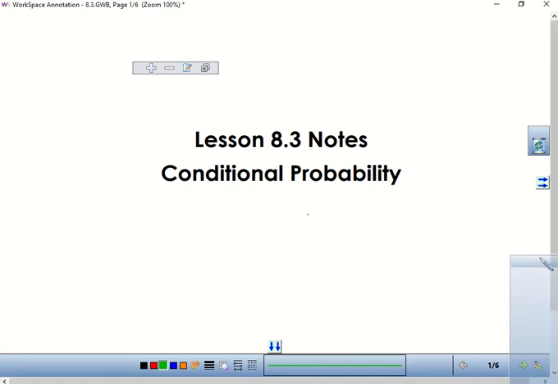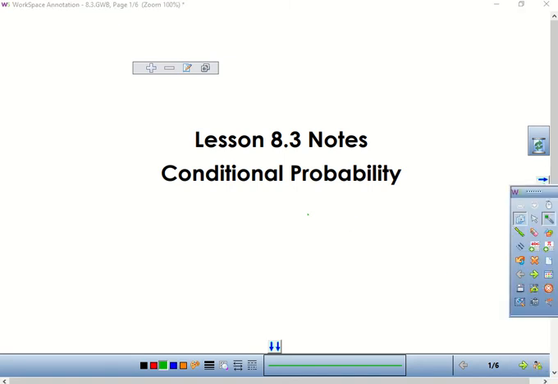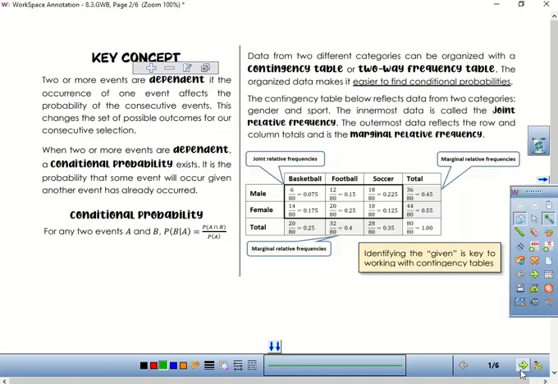Okay, so lesson 8.3 is going to address conditional probability. We'll talk about what that is. The key concept here is that two or more events are dependent if the occurrence of one event affects the probability of the consecutive events. This changes the set of possible outcomes for consecutive selection. When two or more events are dependent, a conditional probability exists, and it is the probability that some event will occur given the other has already occurred.